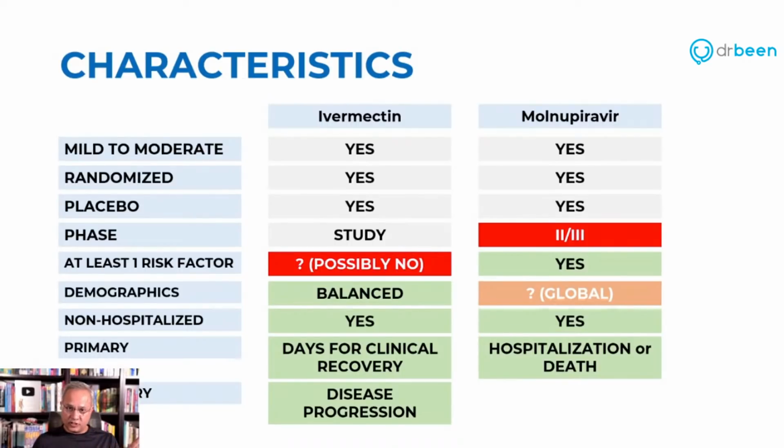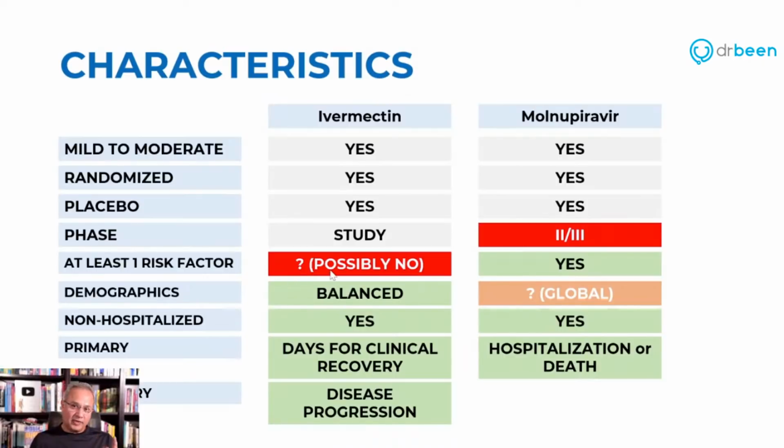The Mahmood study was randomized. Both were placebo controlled. One was a phase 2 and 3 together, and one was a single study. At least one risk factor was present. So in case of Molnupiravir, they said we chose those people who at least had one risk factor.